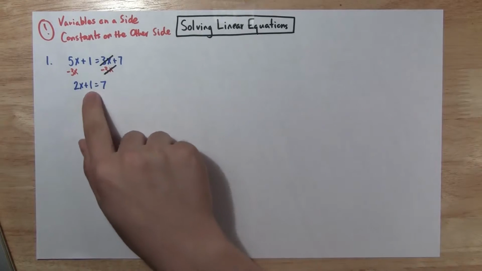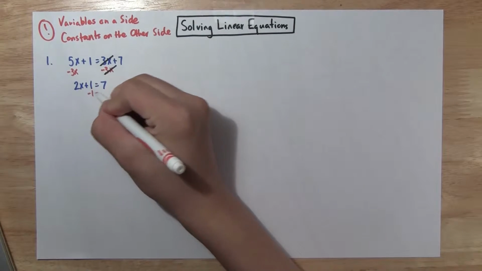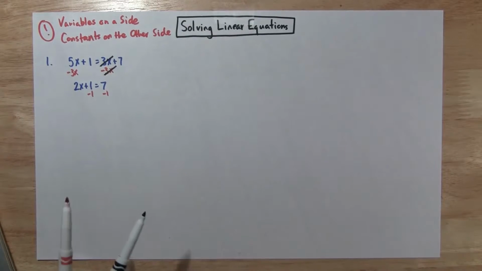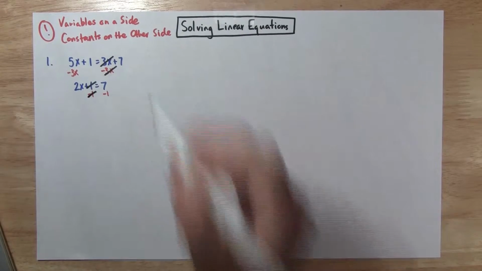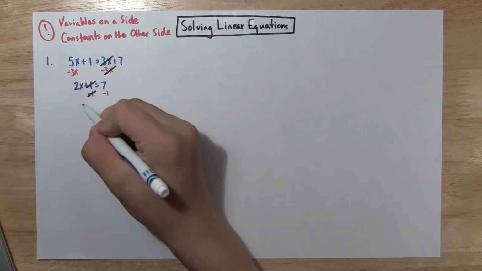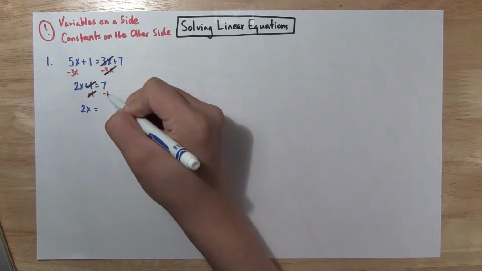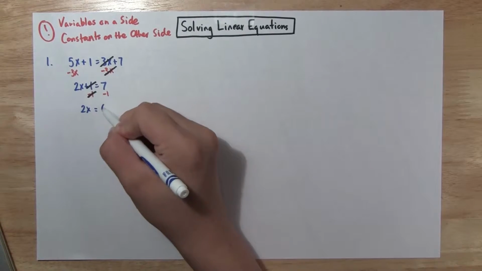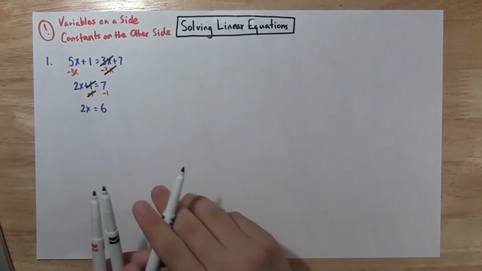Now we want to get this 1 over here, so we need to subtract 1 from both sides. What this does is, well, you can already guess, the 1 and the negative 1 cancel out. And then what you have left is just 2x on this side, equals 7 minus 1. And 7 minus 1 is just equal to 6.